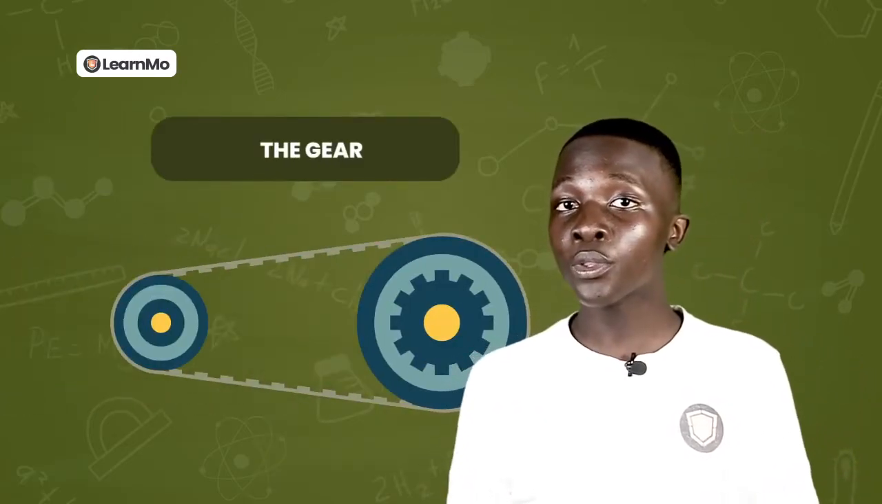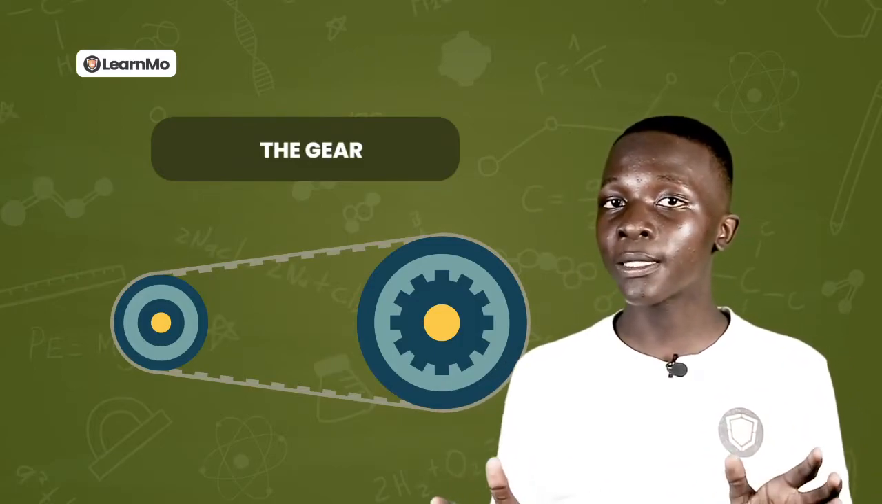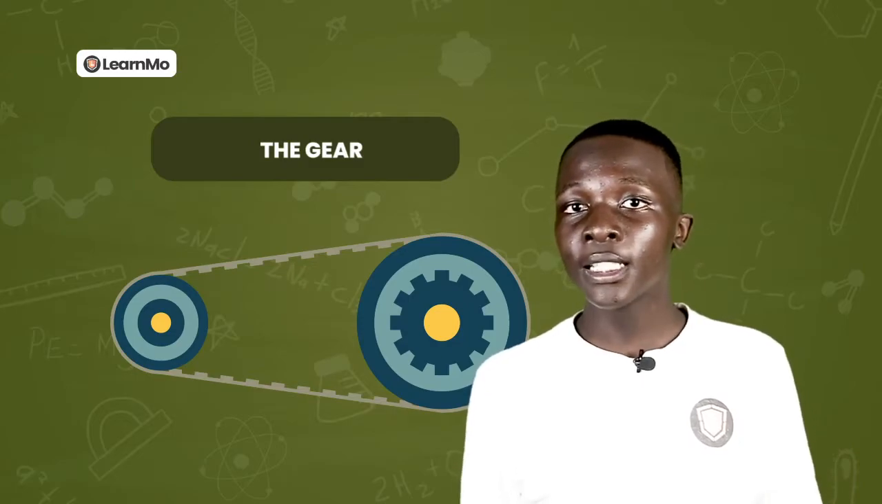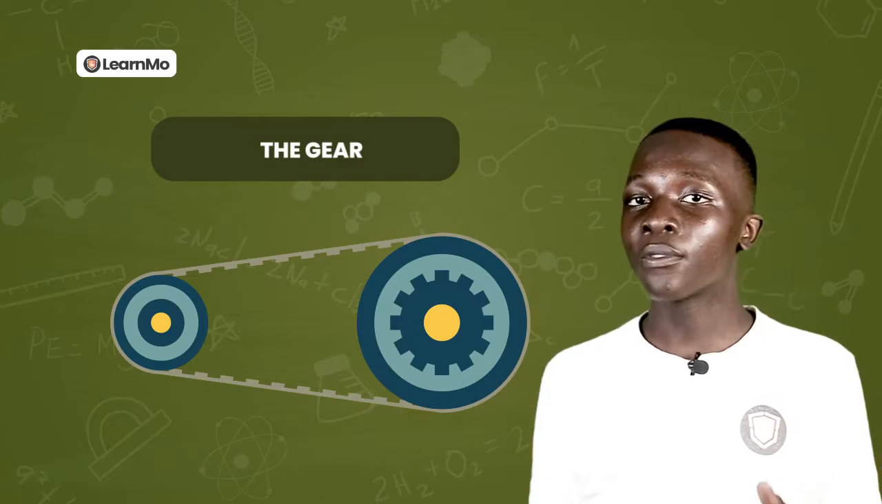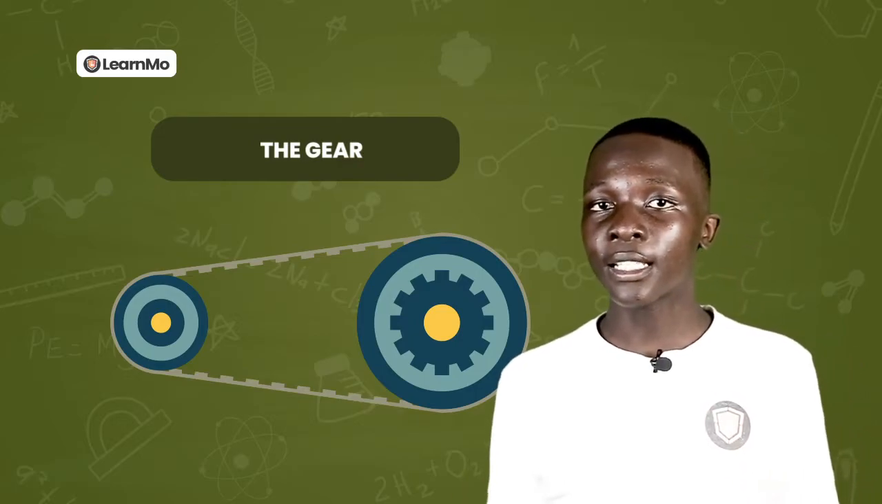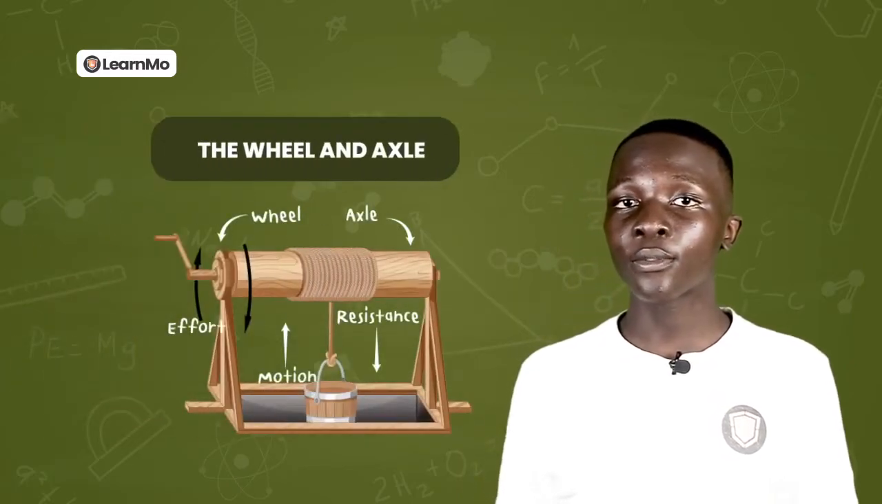Number 3, the gear. This is a toothed wheel that works with others to alter the relation between the speed of a driving mechanism, such as the engine of a vehicle, and the speed of the driven parts, that is, the wheels.